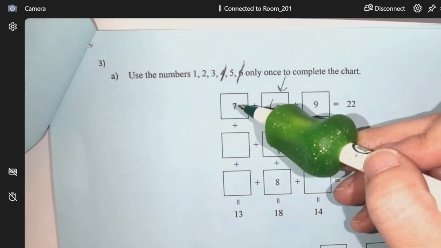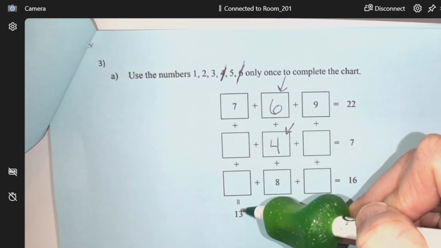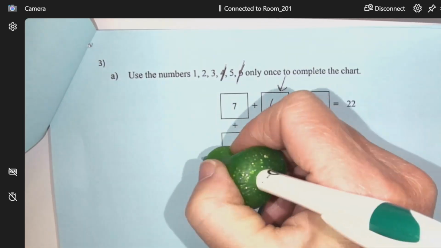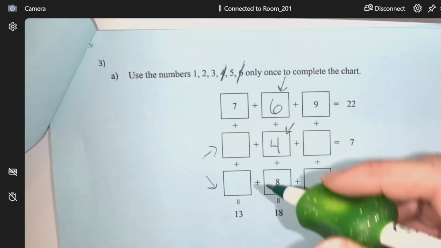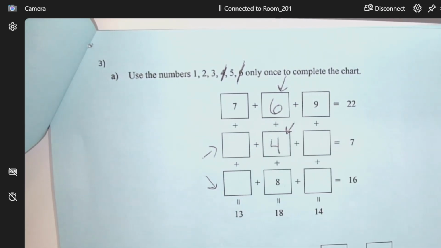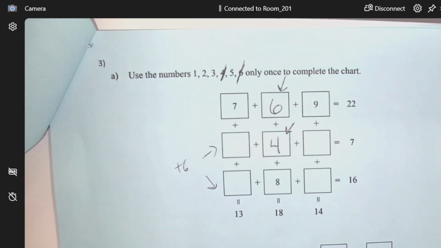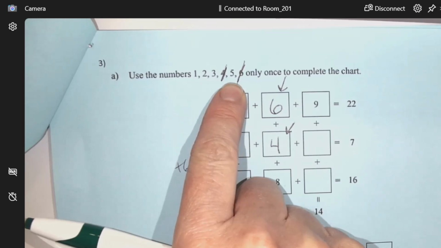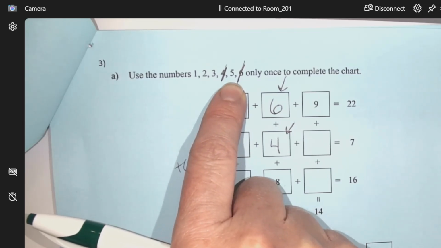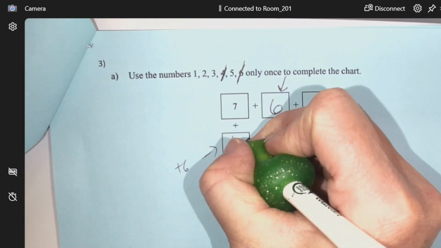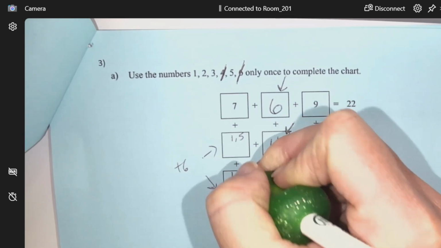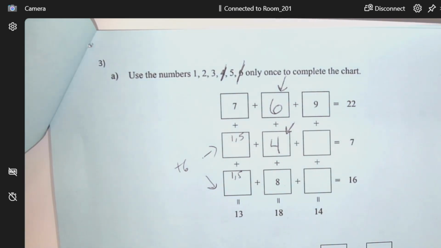Where do we want to go here? 7 plus something something makes 13. What would these two letters or numbers have to add up to? 6? So what are some options left here? What could I use to go with to add to be 6? 5 and 1. I just write them small because I'm just telling myself these are some options.